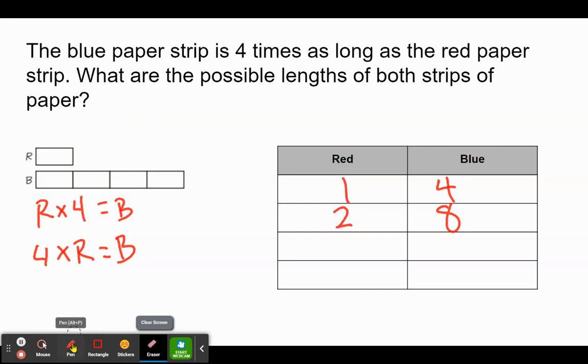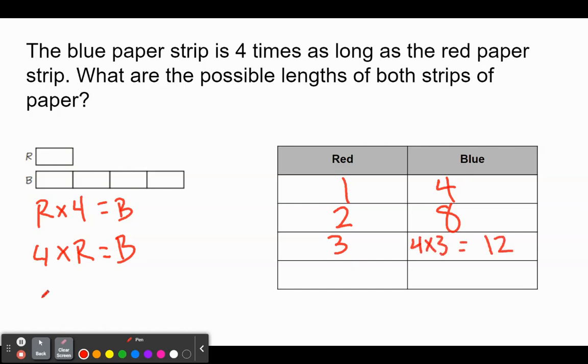Now let's try a few more. What if my red strip is 3? So then it is going to be 4 groups of 3. So 4 times 3. Let me put this right here. Which is going to give me 12. So my blue strip is 12. If my red strip is 4, then we have our blue strip is 4 times the red strip. So 4 times 4, which is going to give me 16. So my blue strip is 16.